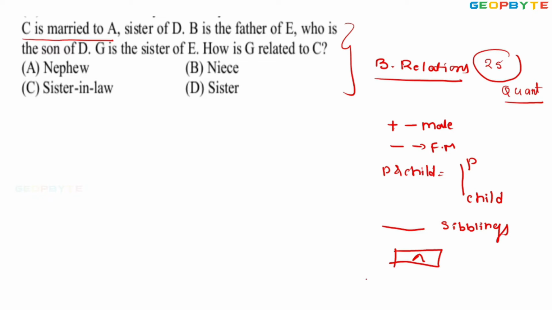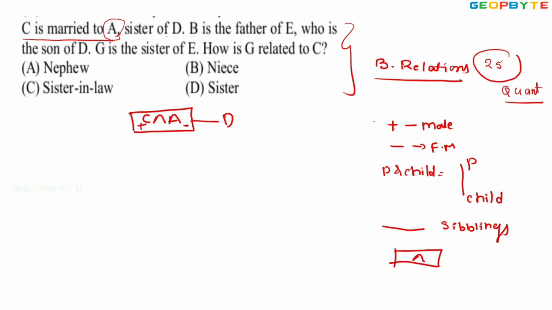Okay, these 5 points. So C, present, observe. C is married to A, so put them in a box. Who is male, who is female? At present we don't know. C is married to A, comma, sister of D. This indicates A is the sister of D. So A is minus symbol, that means A is female, obviously C is plus.